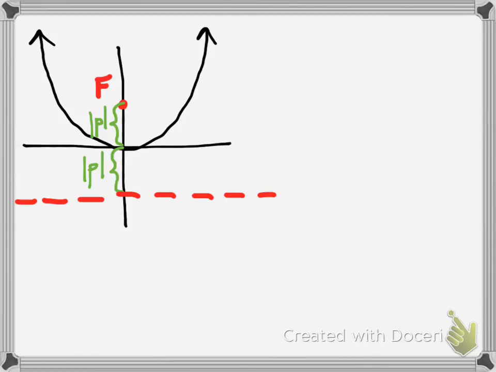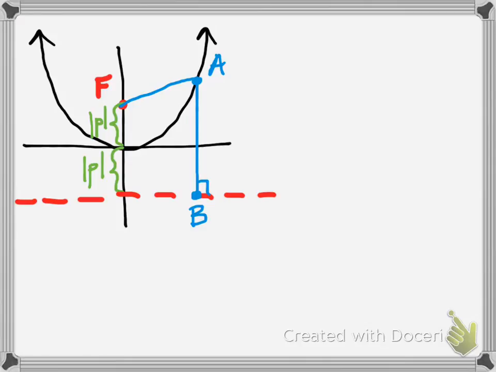So starting with this parabola, which has a vertex at 0, 0, let's go ahead and pick a point on the parabola. I'm just going to label the point on my parabola point A. And I'm going to connect A to F, distance from the focus to the point on the parabola. Then I'm going to come straight down from point A to the directrix. And I will label that point point B.